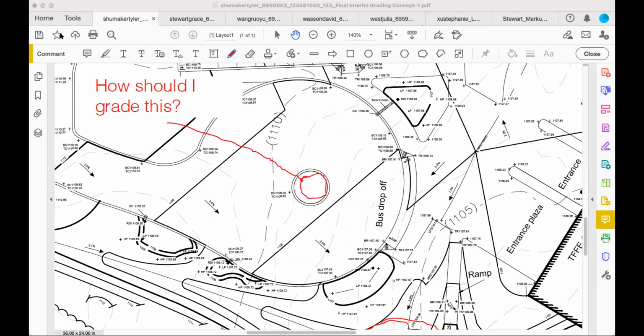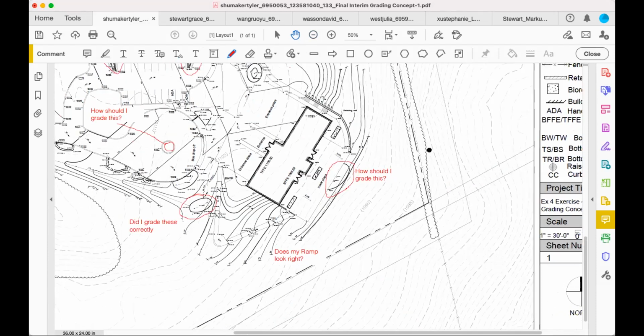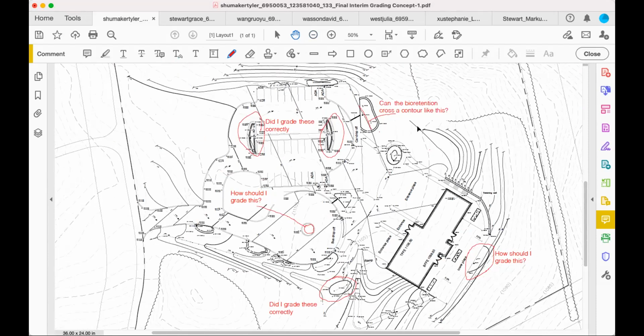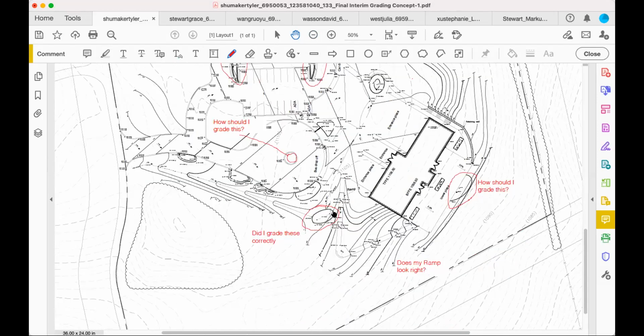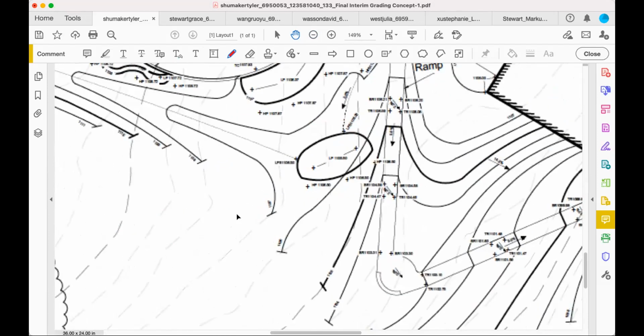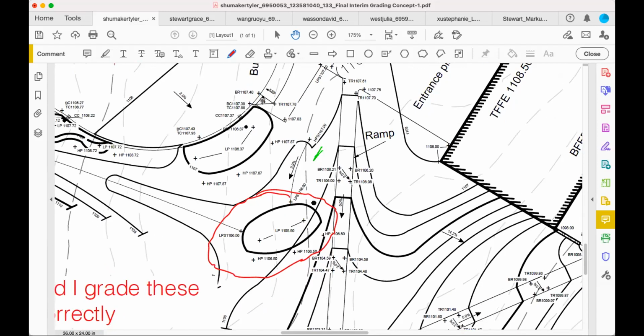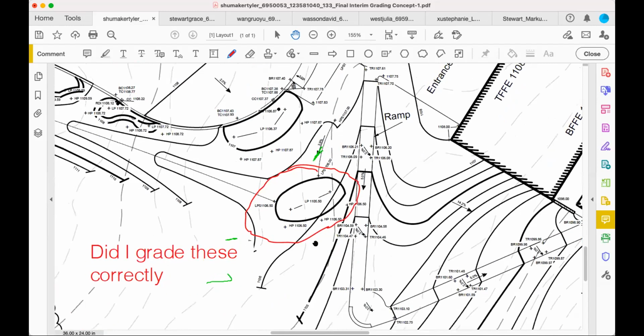Let's see what else I have. Yeah, it doesn't matter which one we want to start with. For this one, I didn't understand how to quite do it right, because we didn't have a curb cut. I based it off of this 106 basically. But then I'm looking at this, and this LPS is also 106.5, so I'm not sure if that actually works now. So I think it probably should be lower.